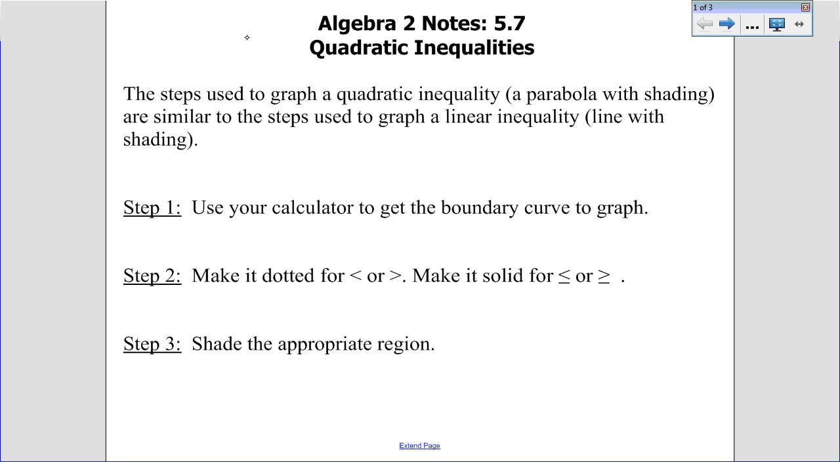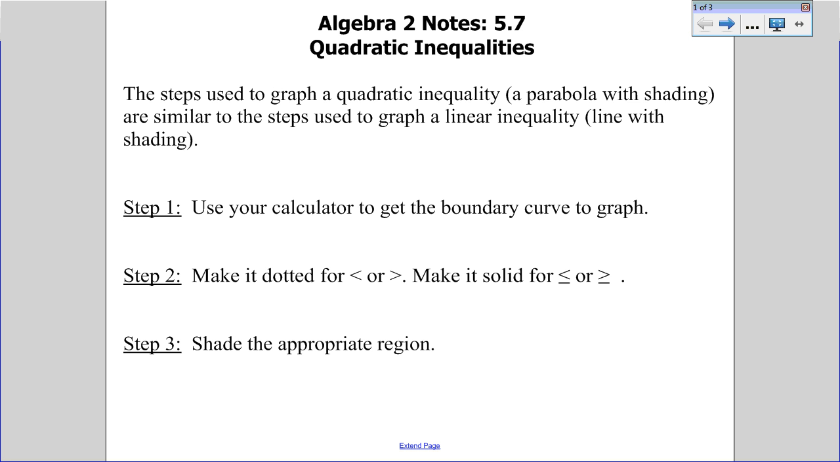You're going to graph the quadratic inequality, which means it's a parabola with shading. So we're going to have something opening up and shaded, something opening down. So we're going to use our calculator to set the boundary curve. We're going to use dotted lines if it's less than or greater than.